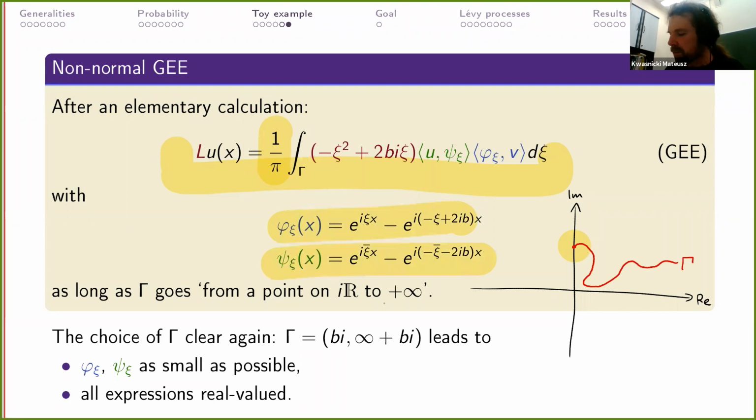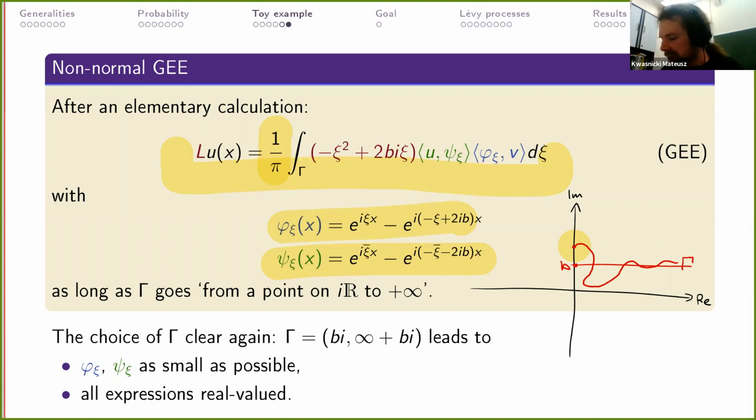The co-eigenfunction is a little bit different. We have the complex conjugate of psi and a minus sign in the exponent in the other term. And note that in this case, the choice of the appropriate contour is clear again. The right one is the one that starts at the level B and is horizontal. And let me explain briefly why this is natural.